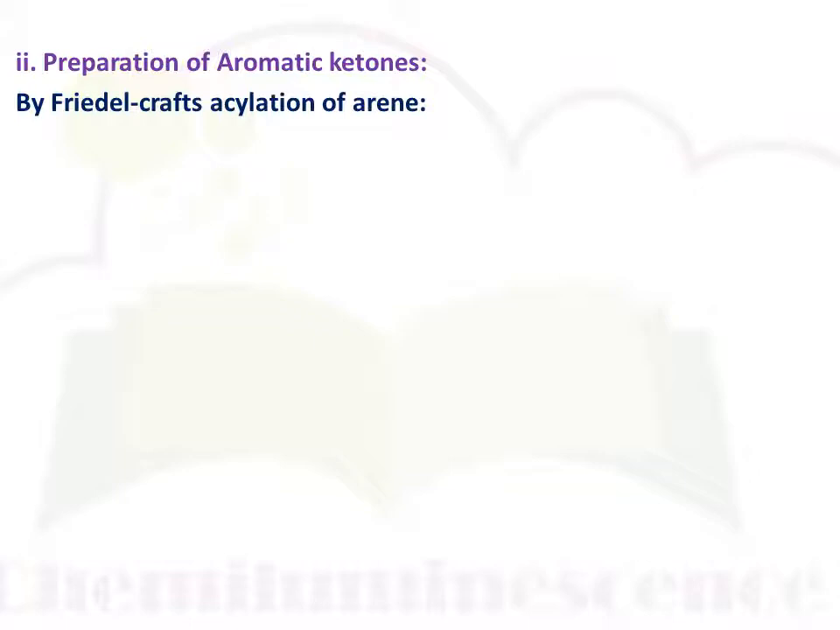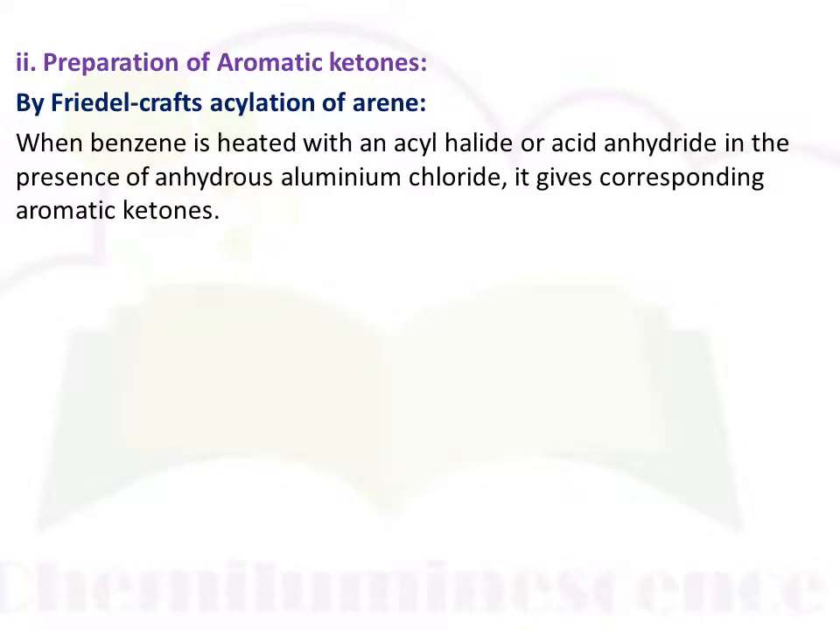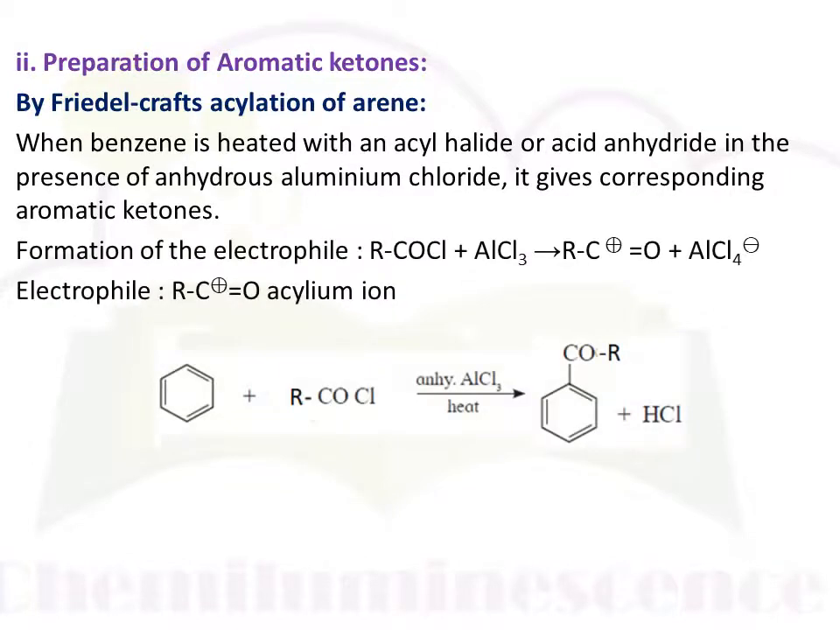Acylation means addition of acyl group, that is RCO group, to arene, that is the aromatic compound. When benzene is heated with an acyl halide or acid anhydride in the presence of anhydrous aluminum chloride, corresponding aromatic ketone is formed. Let's see with the help of equation. Benzene on reaction with acyl halide in presence of anhydrous aluminum chloride forms aromatic ketone as a main product and HCl as a side product.